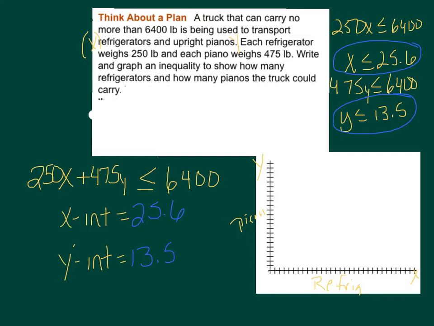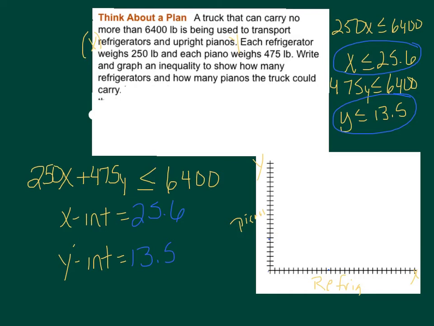I'm going to go 2, 4, 6, 8, 10, 12, 14, 16, 18, 20, 22, 24, 26. So it's going to be right in there, my x-intercept. My y-intercept is 13.5. So again, I'm just going to go by 2's to make it easy: 2, 4, 6, 8, 10, 12, 14. So it's going to be right in there. All right, there's my x and y intercepts.